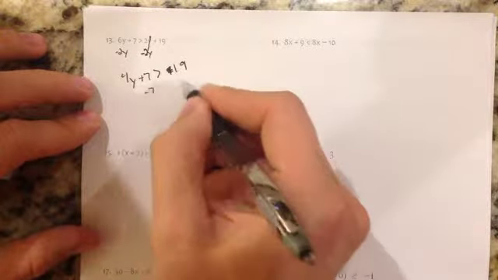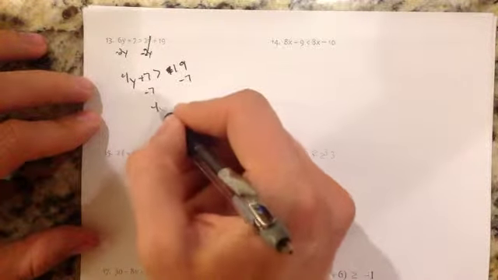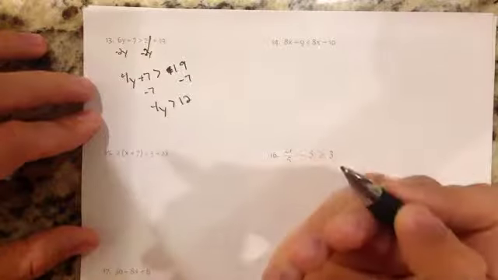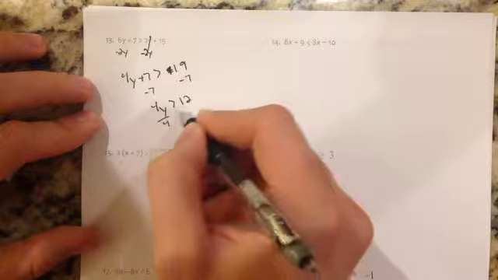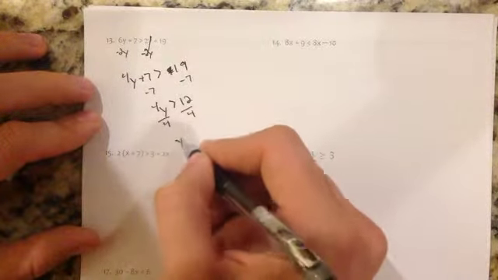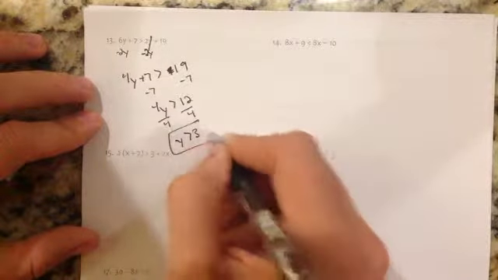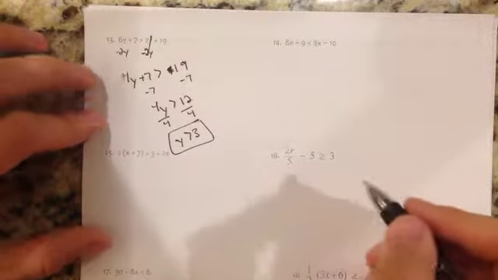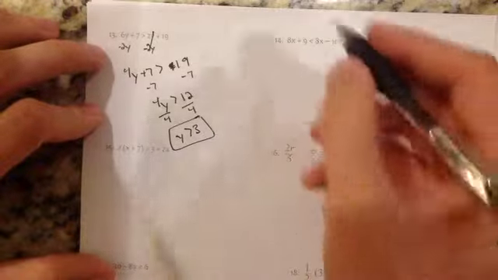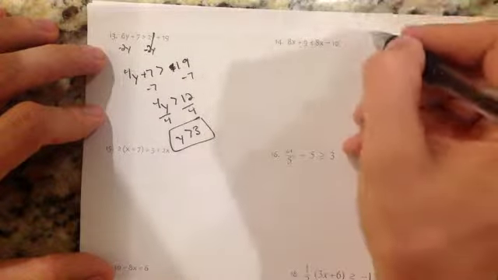A couple more steps. Subtract the 17 from both sides. I'm going to get 4y is greater than 12. My last step, divide by 4. I'm going to get y is greater than 3. There we go. And we'll do one more problem. We'll cut the video. This one is a special one.